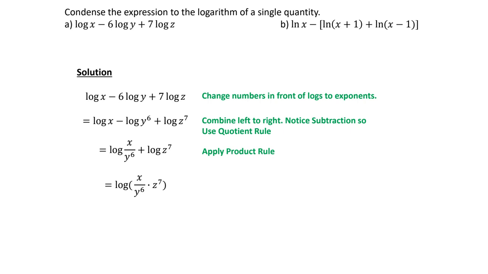And I'm just going to multiply that to the numerator, right? I can convert the z to the 7 to z to the 7th over 1. And the way we multiply is just straight across, which is going to give me my final answer: the log base 10 of xz to the 7th over y to the 6th.